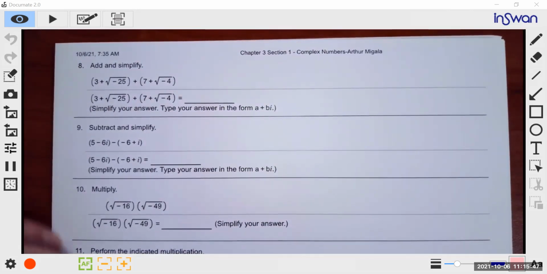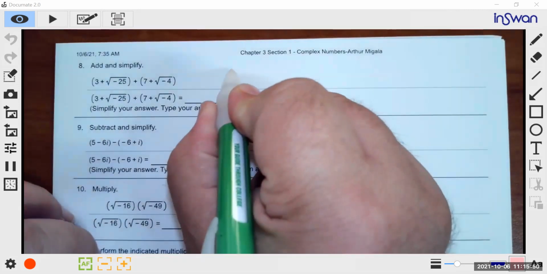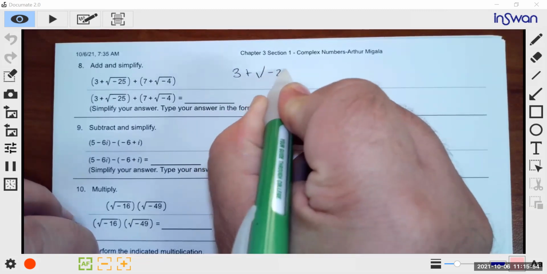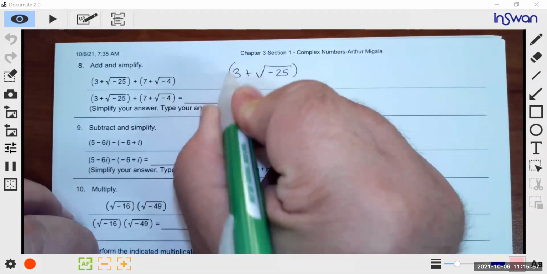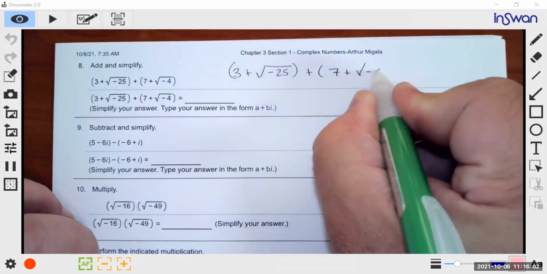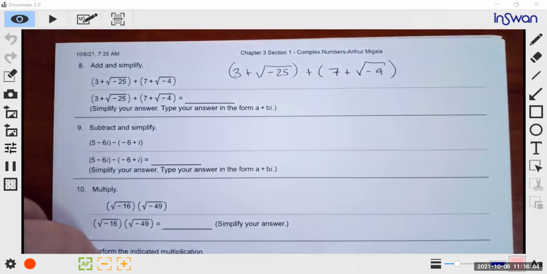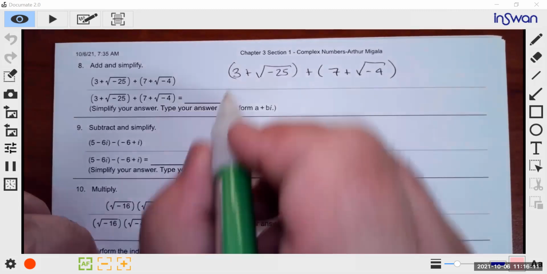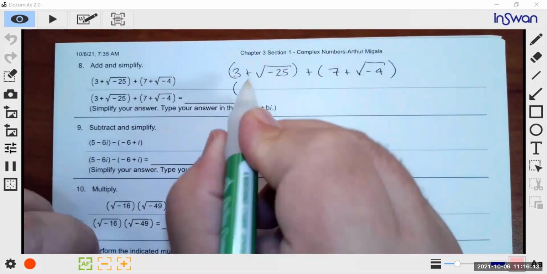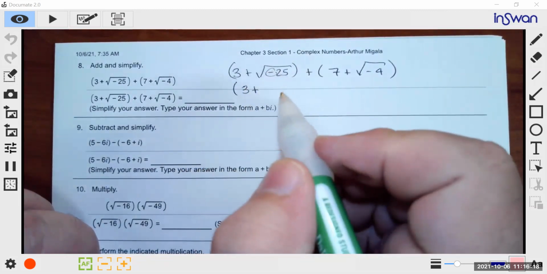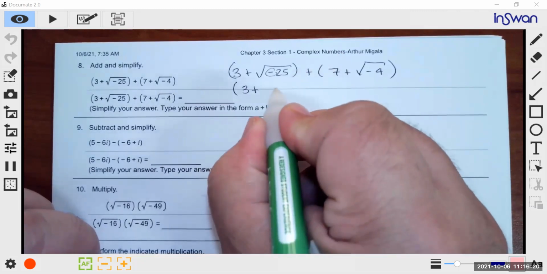Ooh, now trying to throw curveballs at us. 3 plus radical negative 25 plus 7 plus radical negative 4. There's really not much difference between these and the ones we just did. There's a negative inside the square root, so what happens there? It becomes an i.